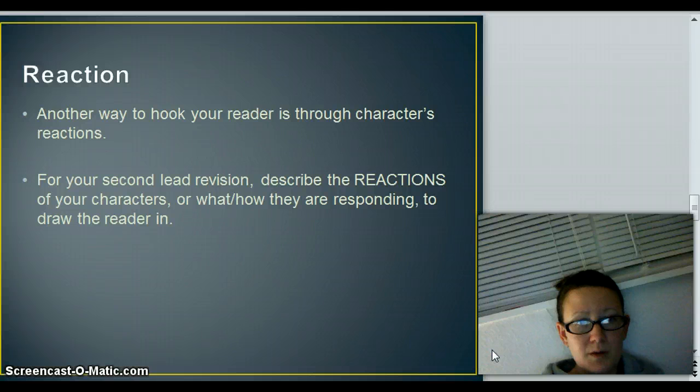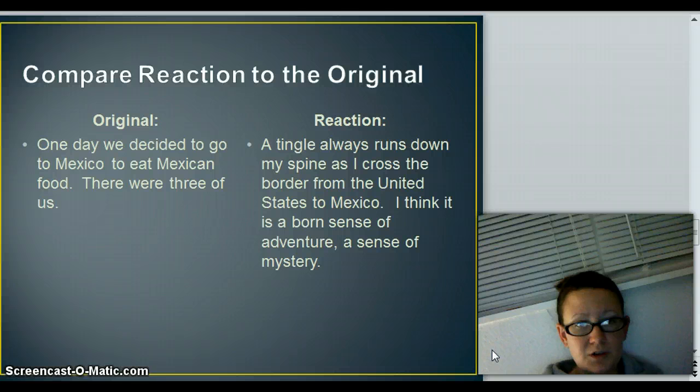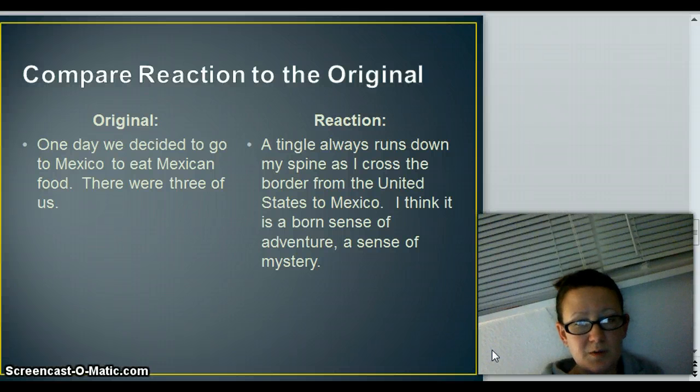Now, reaction. Here's a second way to rewrite. You want to hook your reader through how the characters are responding to things. Here's your original, the one about Mexico, and here's how we revised it using reaction. "A tingle always runs down my spine as I cross the border from the United States to Mexico. I think it is a born sense of adventure, a sense of mystery." This is how he's responding to his trip.